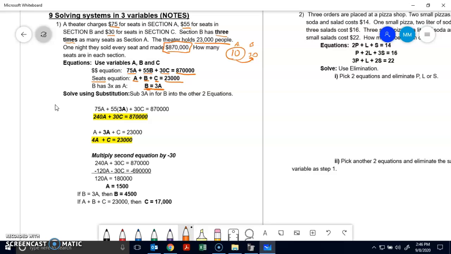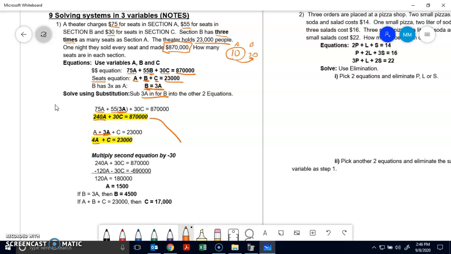It's just substitution. If B equals 3A, then I'm going to put 3A in for each B value, and I do that in the other two equations. So this B gets replaced with 3A. This B also gets replaced with 3A. So what I have then is 75 plus 3 times 55, or a total of 240 A's, and then I carry down the other two numbers. Here I have a total of 4 A's plus C and carry those down. So by substituting it in for B, I've eliminated the variable B.